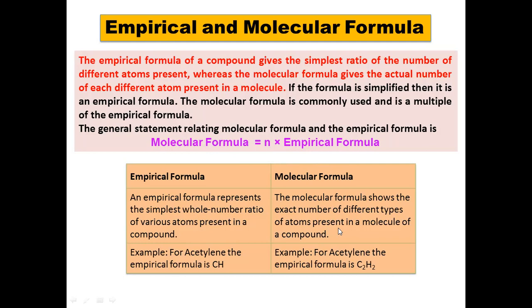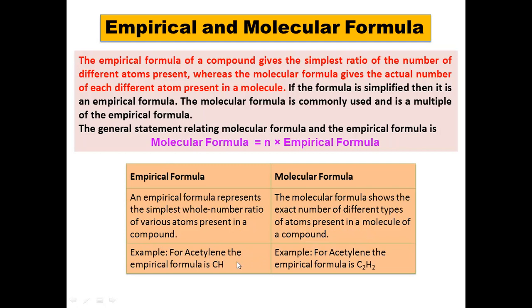So what are the common differentiation points between these two terms, empirical formula and molecular formula? An empirical formula represents the simplest whole number ratio of the various atoms present in a molecule. So basically it is the whole number ratio of total atoms present in the compound, whereas the molecular formula represents the exact number of different types of atoms present in a molecule of a compound. So basically the molecular formula is associated with the correct number of different types of atoms present in the molecule.